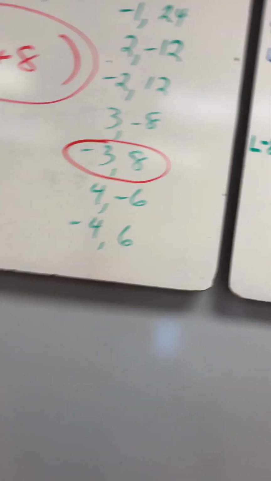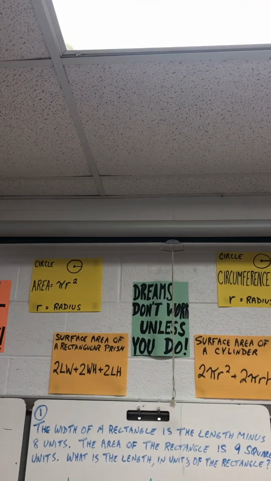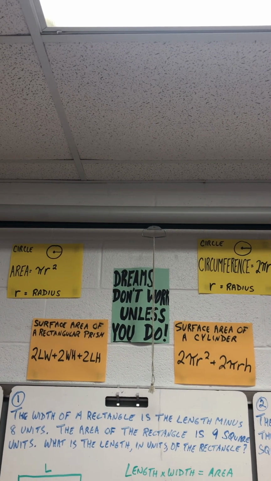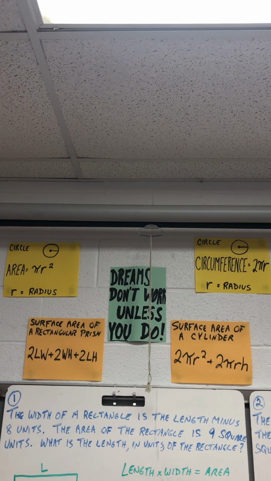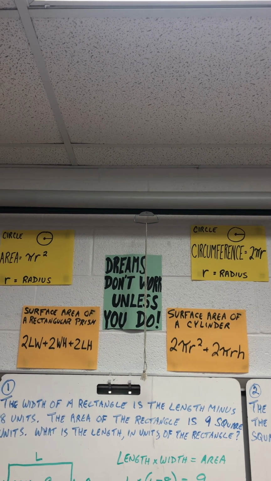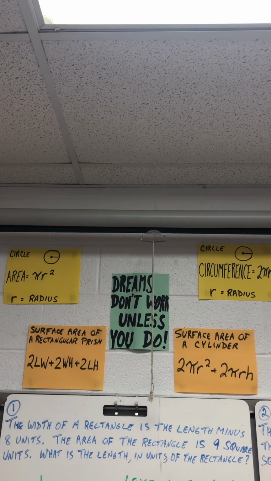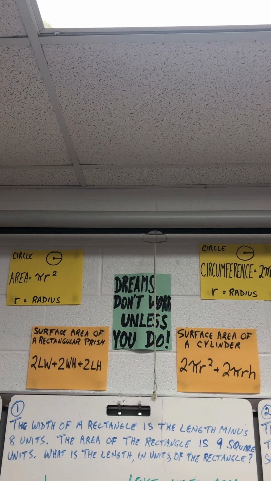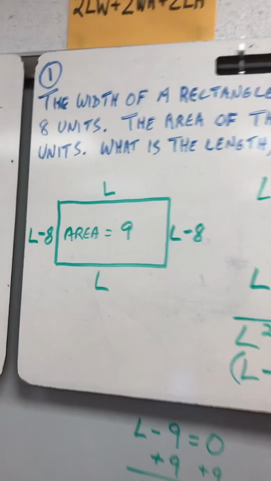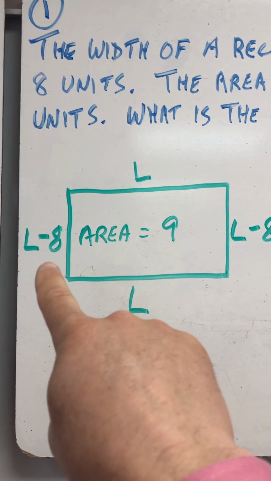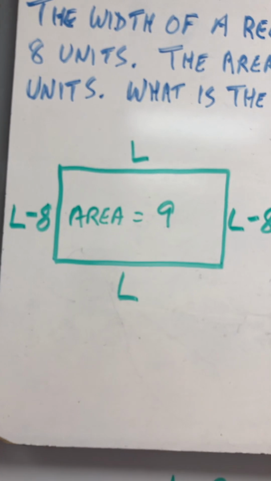So here's our first problem. The width of a rectangle is the length minus 8 units. The area of the rectangle is 9 square units. What is the length in units of the rectangle? Okay, I'm going to draw a picture. And the width is the length minus 8. Okay? So the length is going to be L. The width is going to be length minus 8. And the area is 9.